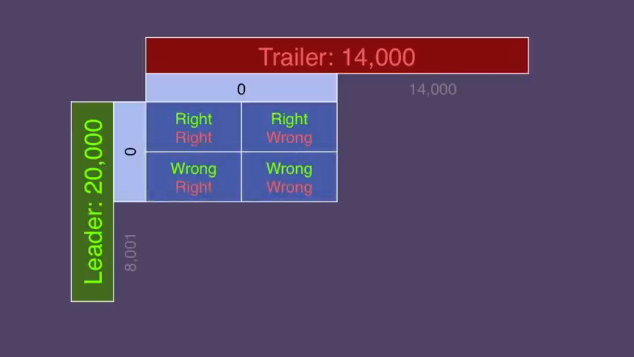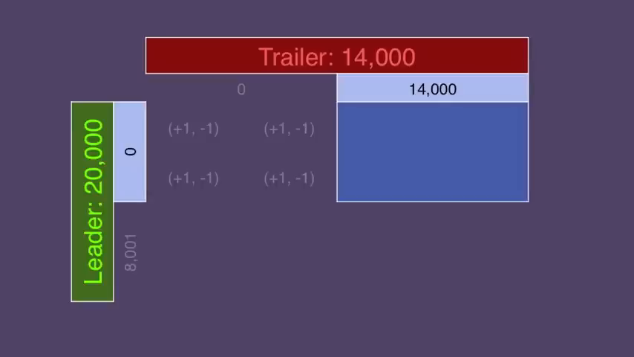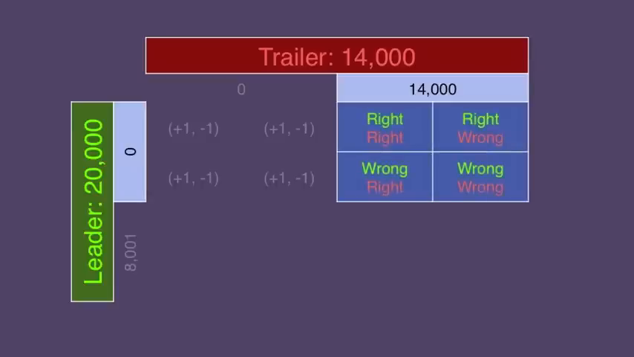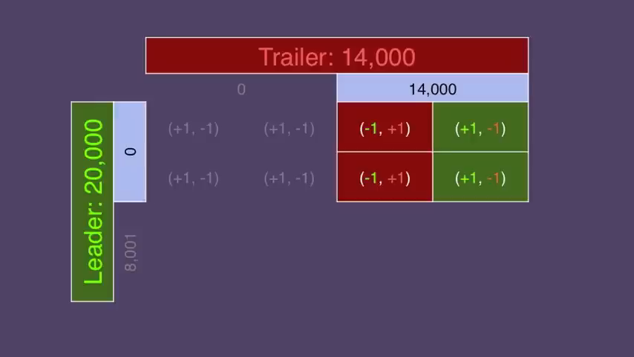When both players wager 0, no matter how each responds, the leader will have 20,000 and the trailer will have 14,000. That means the leader will win in every case. We replace each score combination with the payoff matrix notation plus 1, comma, negative 1. Remember, the leader is represented by the first number and the trailer by the second. Now we look at what happens when the leader wagers 0 and the trailer wagers 14,000. Remember our four combinations. The trailer will win if he gets it right, and will lose if he gets it wrong, because no matter what, the leader will have 20,000. We replace the scores with the appropriate notation.